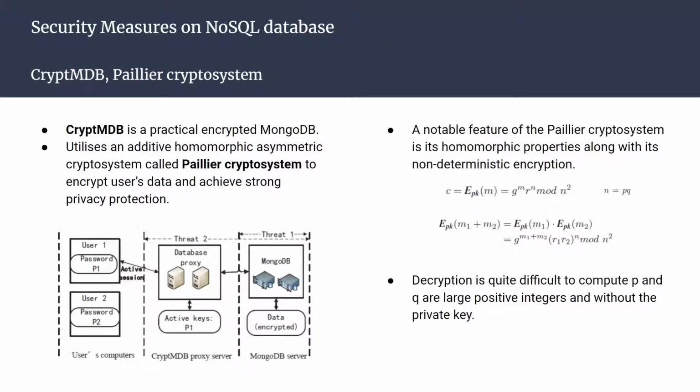Next, we are going to talk about CryptMDB. CryptMDB is a practical encrypted MongoDB, which utilizes an additive homomorphic asymmetric crypto system called the Paillier crypto system to encrypt users' data and achieve strong privacy protection. A notable feature of the Paillier crypto system is its homomorphic properties along with its non-deterministic encryption. The Paillier algorithm allows Bob to decrypt the message by using a private key without knowing the random number R. Decryption is also quite difficult to compute when Q and P are large positive integers and without knowing a private key. Therefore, it is helpful to prevent eavesdropping.